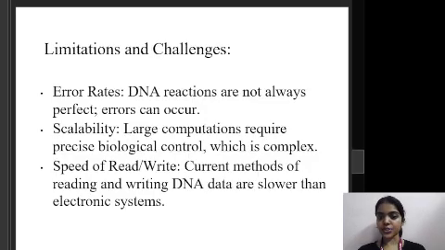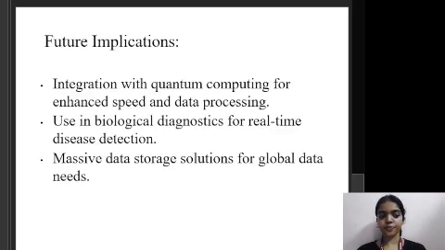Limitations and challenges. Error rates. DNA reactions are not always perfect. Errors can occur. Scalability. Large computations require precise biological control, which is complex. Speed of read and write. Current methods of reading and writing DNA data are slower than electronic systems.